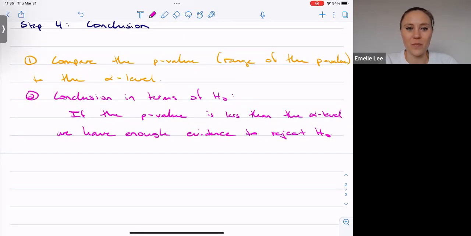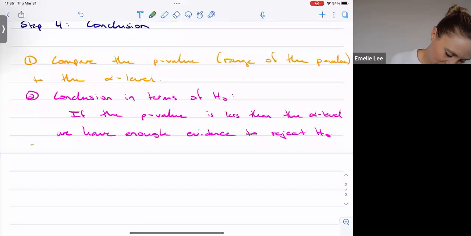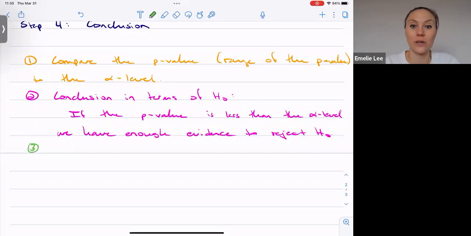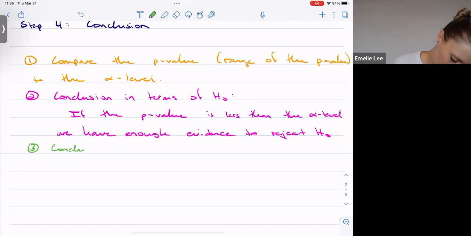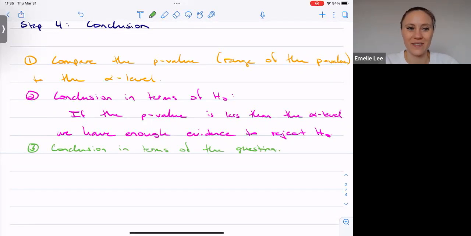And of course, the opposite of that is if the p-value is not less than the alpha level, we do not have enough evidence to reject H0. And then I'm going to squeeze in this last line here, you don't want to forget: finally, state your conclusion in terms of the question, right? So, conclusion in terms of the question. You don't want to forget that.